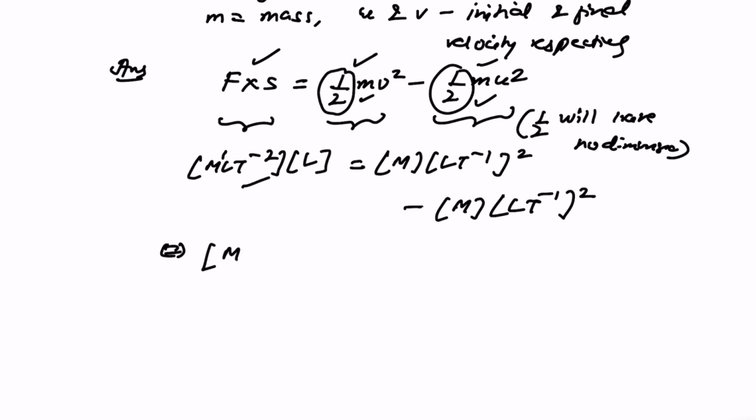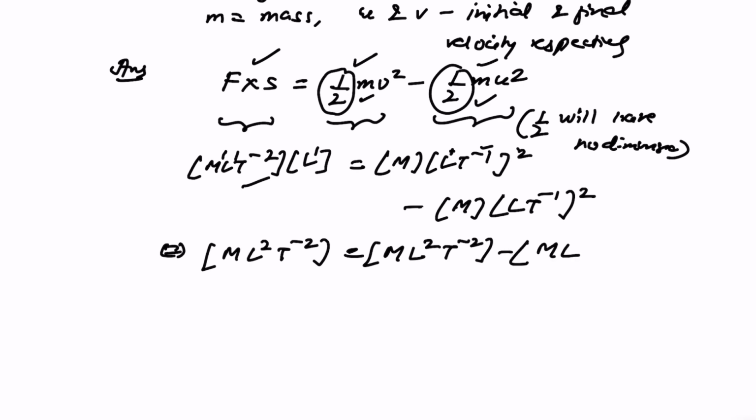The power of M here is 1, the power of L here is 1, so 1 plus 1 is how much? 2. T to the power minus 2. If I open the power here, that is 1. 1 into 2 is how much? 2. T to the power minus 1 into 2, minus 2. Minus M. Again, here it is 1. 1 into 2, 2. Minus 1 into 2, minus 2.